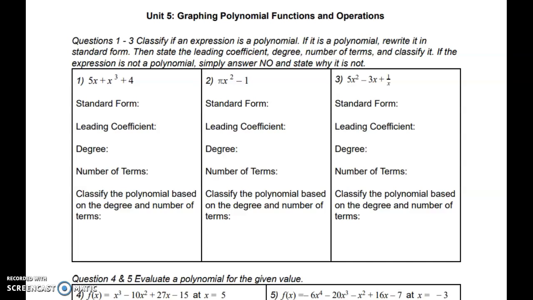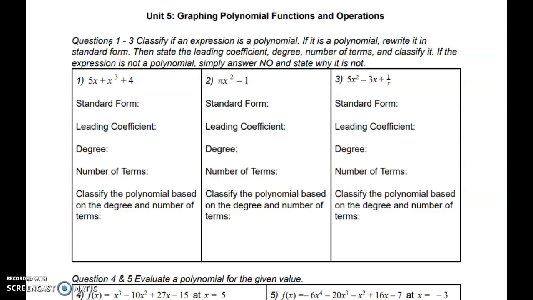Hey everybody, this is a review for your Unit 5 test, which will be tomorrow on Tuesday. What I'm going to do is briefly explain what each of the questions is asking, and then I'm going to ask you to pause the video, try them yourself, and then replay the video, and I'll have the solutions appear. So in 1 through 3, it says classify if an expression is a polynomial.